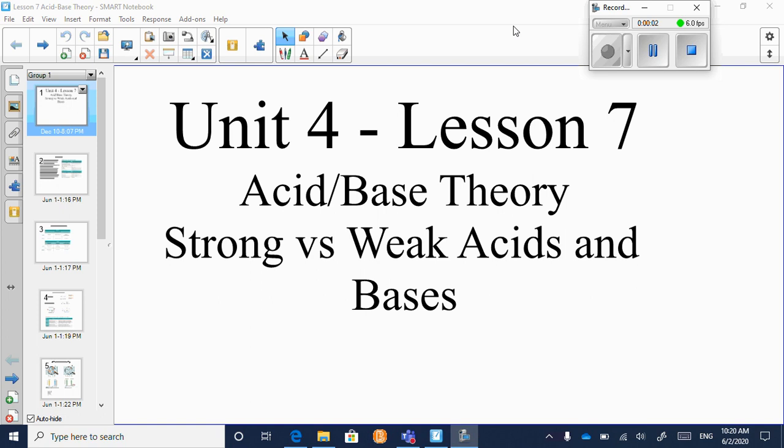Hi, everyone, and welcome to Lesson 7 of Unit 4. In this lesson, we're going to introduce the idea of acids and bases, just a little bit about some of the background theory behind acids and bases, and then specifically into this idea of strong versus weak acids and bases. Okay, so let's get started.